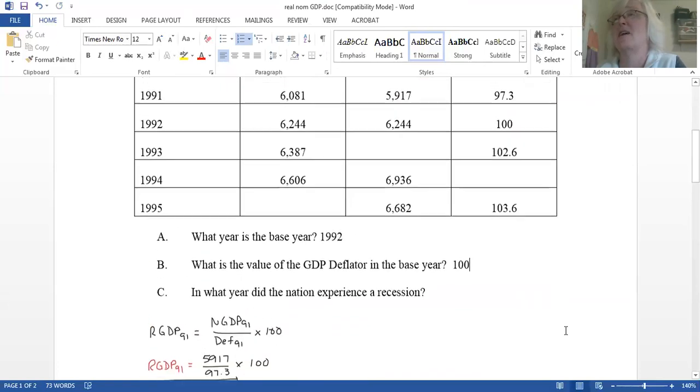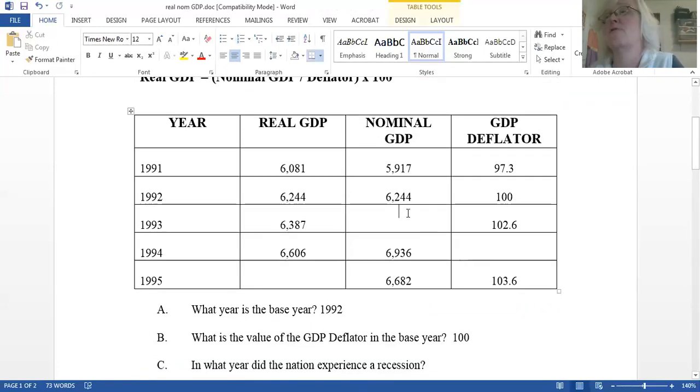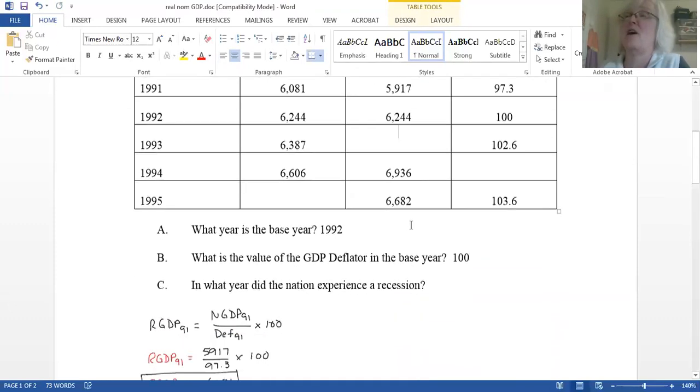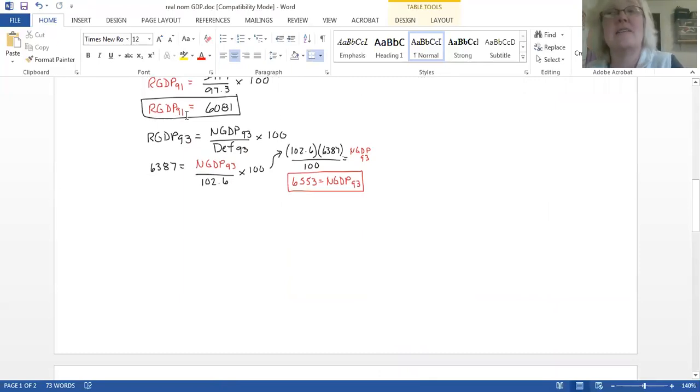Let's jump down to 1993. 1993, I'm looking for nominal. I'm given real GDP in 93 and the deflator in 93, and I need to find nominal. Okay, well, I take the same formula. Real GDP 93 is going to equal nominal GDP 93 divided by deflator 93 times 100. I'm going to plug in what I was given. I was given the 6387 for real GDP 93. I was given the 102.6 for the deflator, and I'm asked to solve for nominal GDP 93.